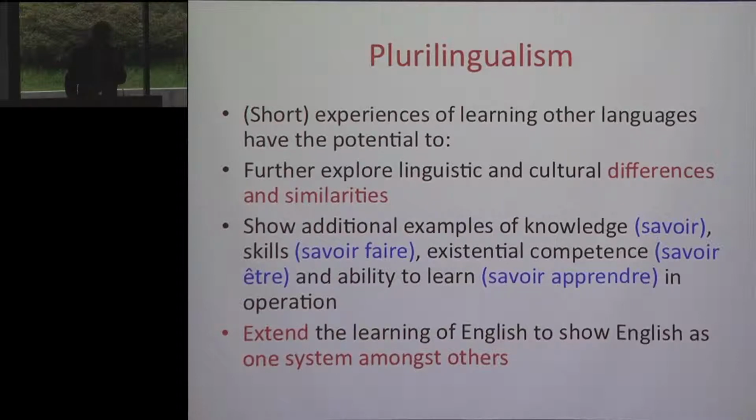There are not just differences, there are lots of similarities, there are lots of patterns. And I'm arguing, therefore, that these examples of savoir, which is knowledge, and skills, savoir faire, I can do, and existential competence, savoir être, and the ability to learn, savoir apprendre, can come from this kind of experience and should be the job of an English teacher to promote within the groups they're teaching. And I think that's, in short, a way of saying that English is just one system amongst many others, and it ought to be made explicit and understood as such.